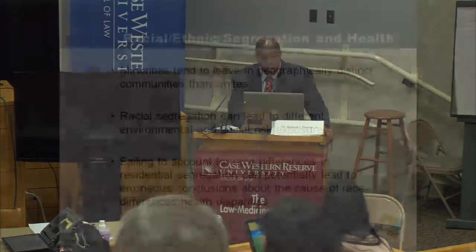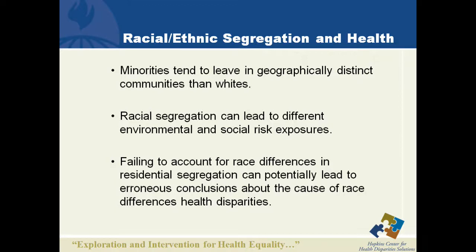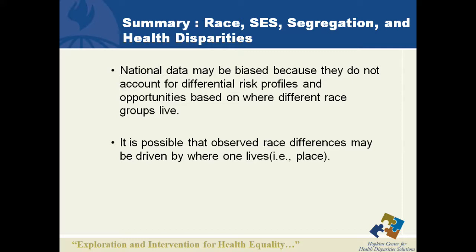Oftentimes, minorities and blacks live in different geographically distinct areas, and these areas have different environmental and social risk exposures that we don't really account for. When we look at these data, that's not accounted for in the data produced in the health of the United States of America. So I believe it's quite possible that race differences observed in national data could be due to race differences driven by where one lives, and the national data does not account for that.